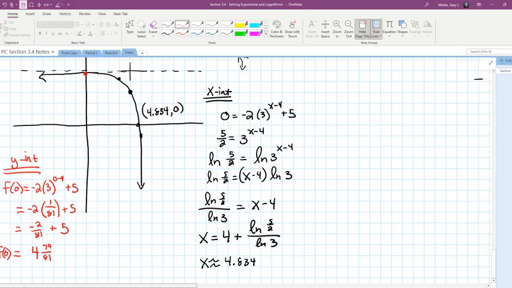1, 2, 3, 4, very close to 5. Our asymptote's at 5. We're getting very close to 5 already. This makes sense. This is the point 0, comma, 4 and 79/81.